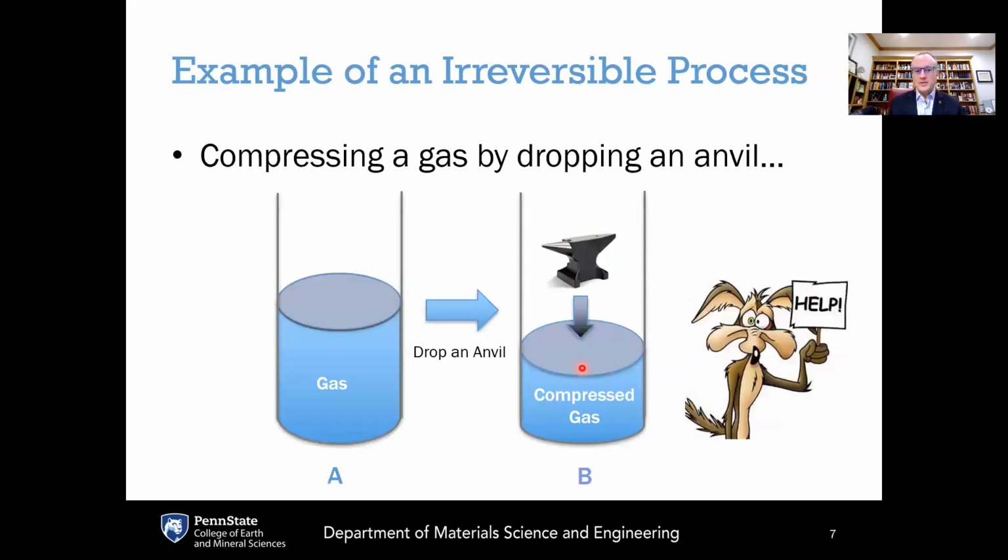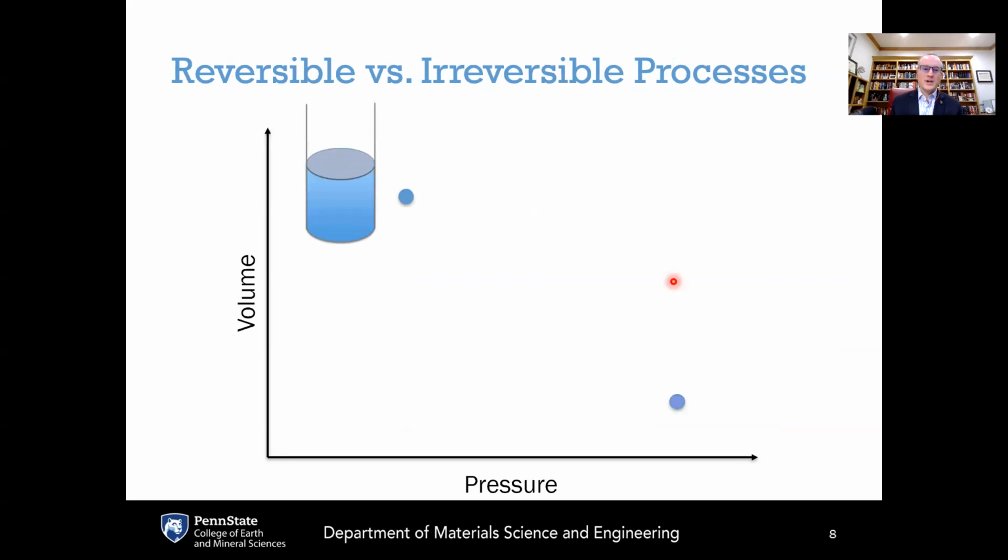What would be an example of that? If we take our identical initial state here, A, of this uncompressed gas, and rather than carefully dropping a single grain of sand at a time, we just drop an anvil onto the compressed gas. There's a very drastic departure from equilibrium as the system responds to this. And so this would be a dramatic example of irreversibility compared to the very gentle reversible process.